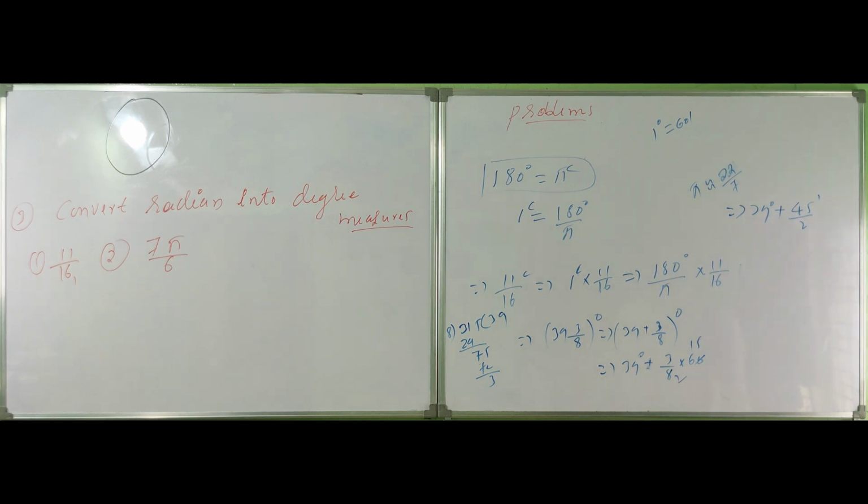Is it? Yes. 39 degree plus 45 by 2 into 60 becomes seconds. 1 minute is equal to 60 seconds. So 45 by 2 minute is equal to, multiplying by 60, seconds. This becomes 39 degree.